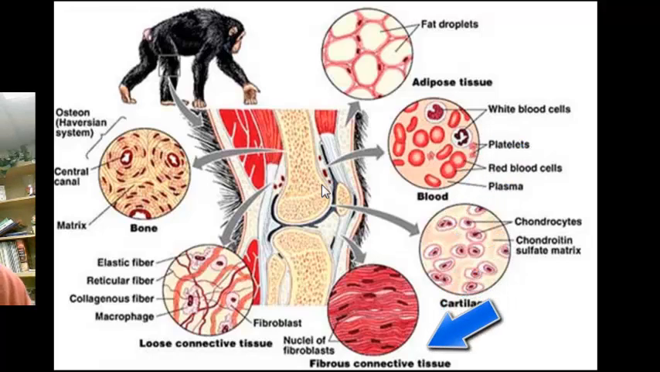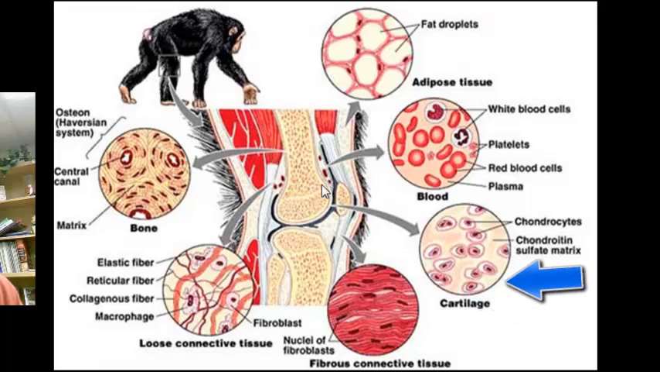Dense fibrous connective tissue also contains fibroblasts, but they produce large amounts of collagen fibers, which are going to be packed more closely together. This tissue occurs in the dermis of the skin and also makes up ligaments. Now, ligaments connect bones to bones, and tendons connect muscles to bones. Dense fibrous connective tissue functions in support.